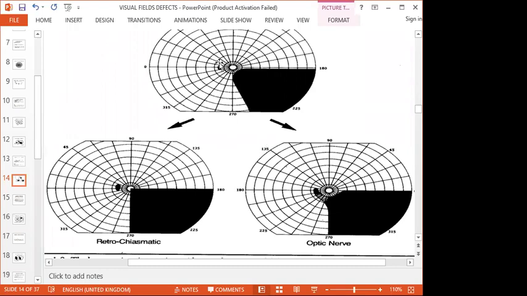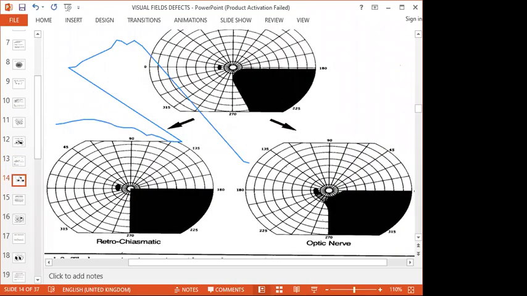So this is a blind spot. This is a blind spot. This one is coming to the center. Optic nerve, retrochiasma. Let's go up. The whole thing.